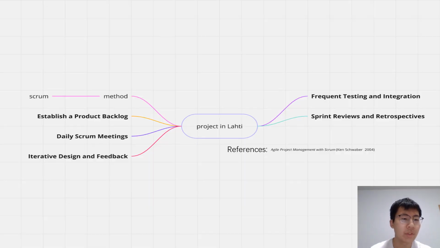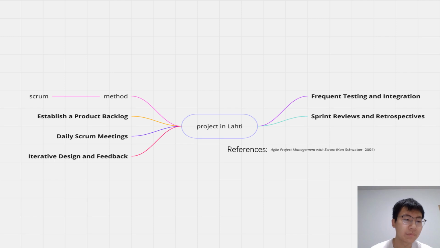When leading a team to develop a campus assistance app for students in Lahti, Scrum can be an effective methodology to utilize due to its iterative and incremental approach, which aligns well with the dynamic nature of developing an app with features like campus maps, cafeteria menus, events, and a discussion forum.